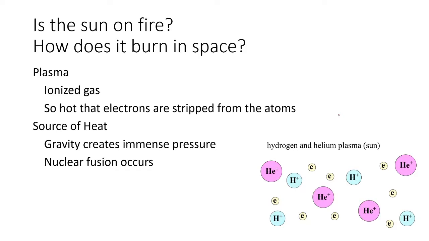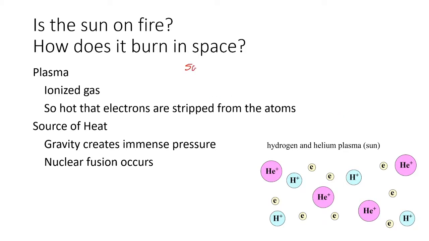Or we blow out a match. The CO2 in our breath doesn't burn. We've taken away the oxygen. So it's a question of, well, if the sun is on fire, how is it burning where there's no oxygen? It's not on fire the same way we have a campfire or a candle. It's actually a plasma. So there are 4 states of matter.